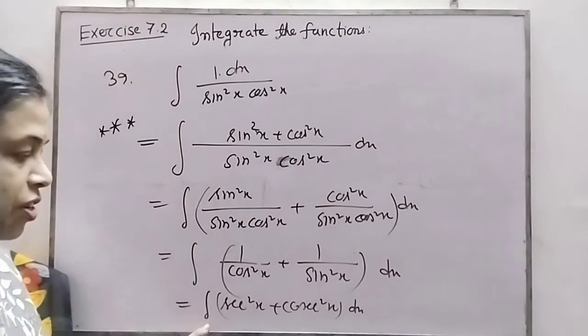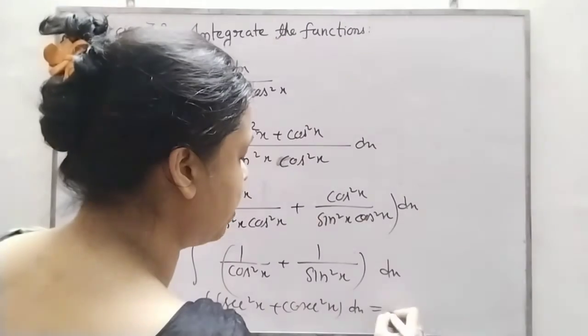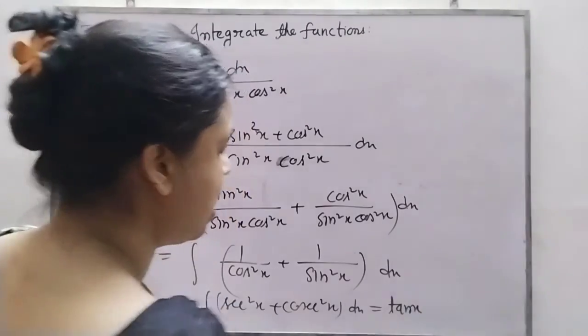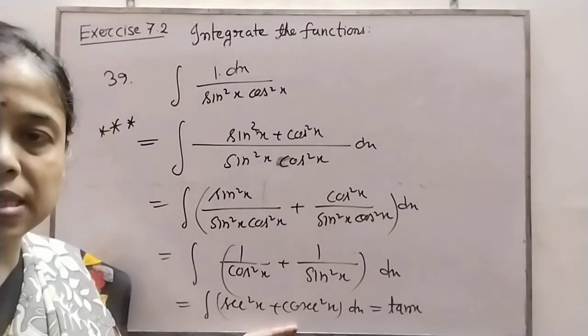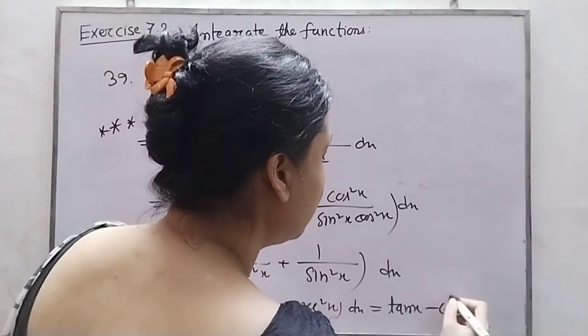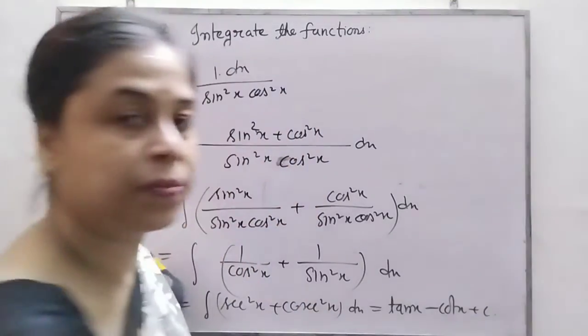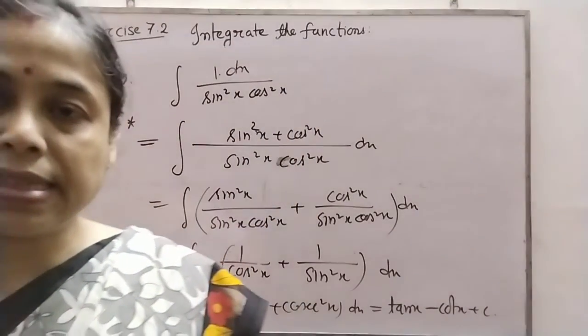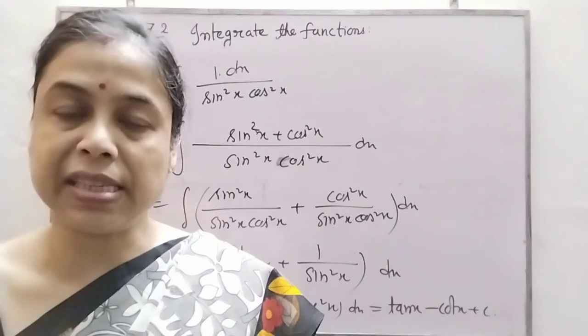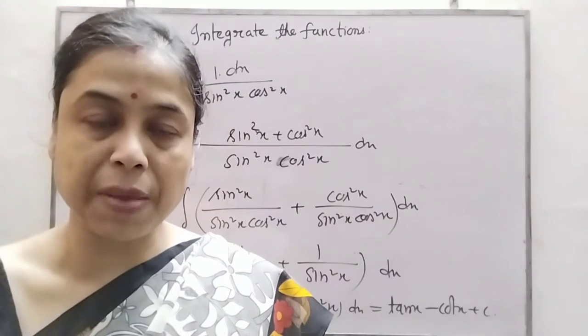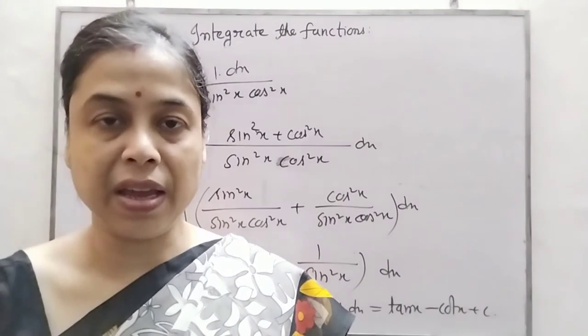You know the integration of sec square x is tan x, and the integration of cosec square x is equal to minus cot x, plus c. So here this exercise 7.2 is completed. In the next class, I'll do the next chapter, exercise 7.3. Thank you.